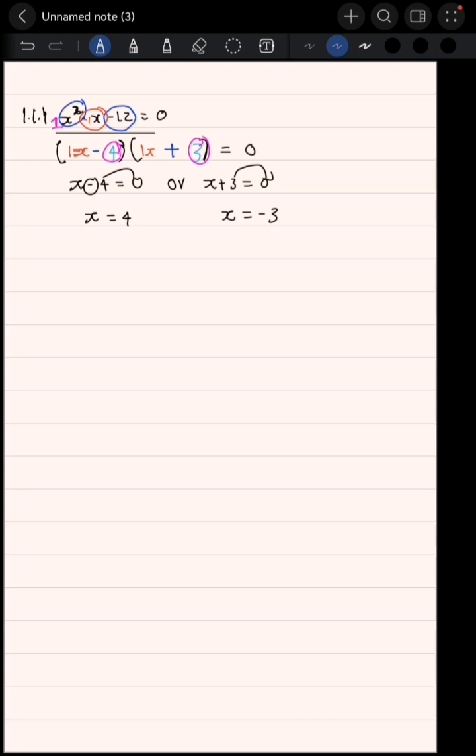You can even test it for yourself. When you substitute 4 into x squared minus x minus 12, that is 4 squared minus 1 times 4 minus 12, this is going to give you a 0. When you take minus 3, that is minus 3 squared minus 1 times minus 3 minus 12, you will get a 0.